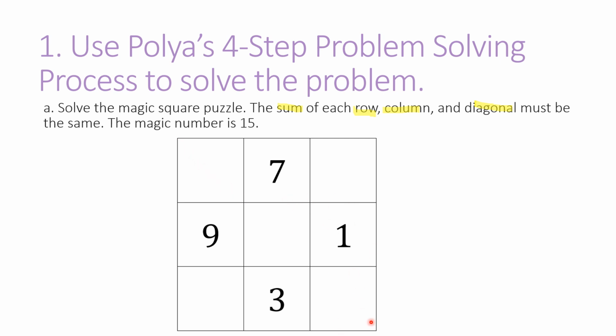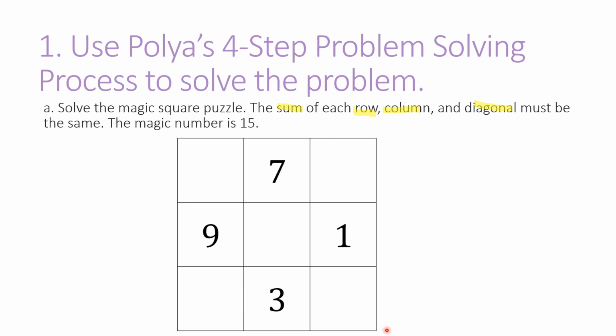Right, and then our diagonals are both blank. Right, so both diagonals are completely empty. So those aren't very helpful. All right, and then the last sentence says that the magic number is 15. All right, so that's what I'm sort of keeping in mind here. The magic number is 15.